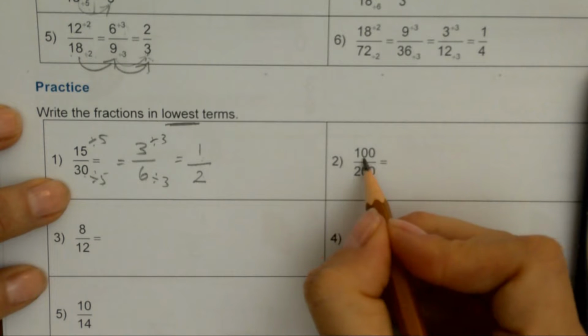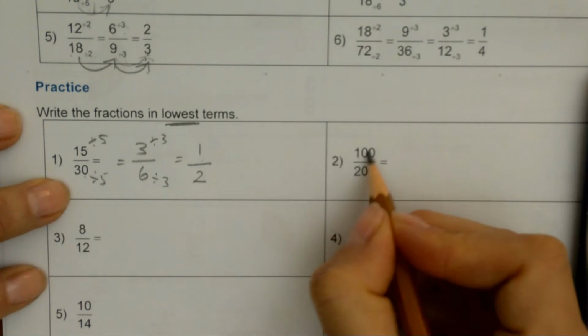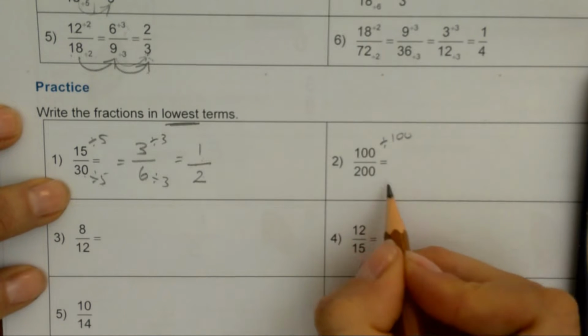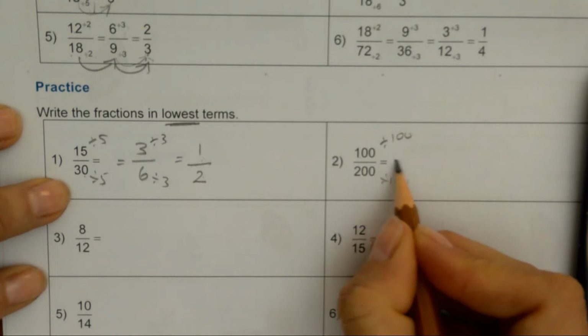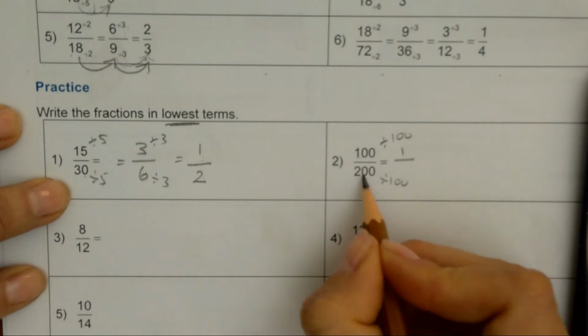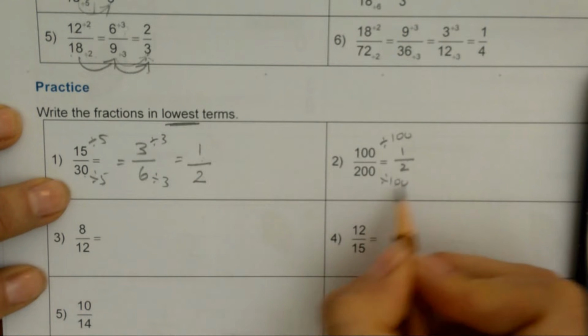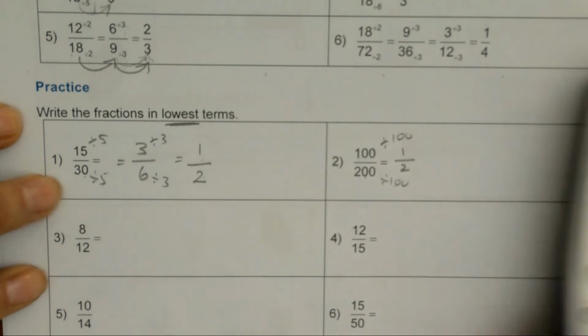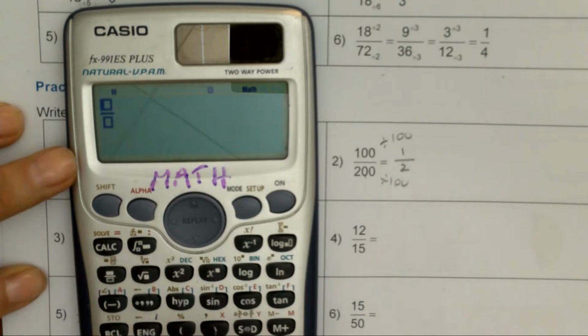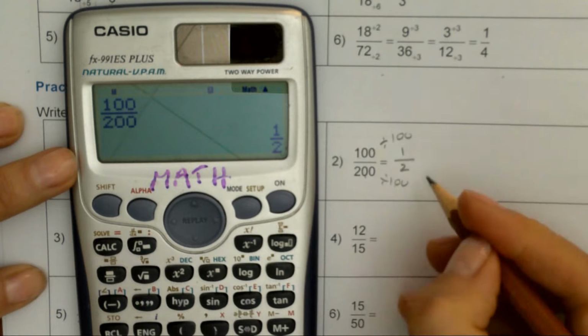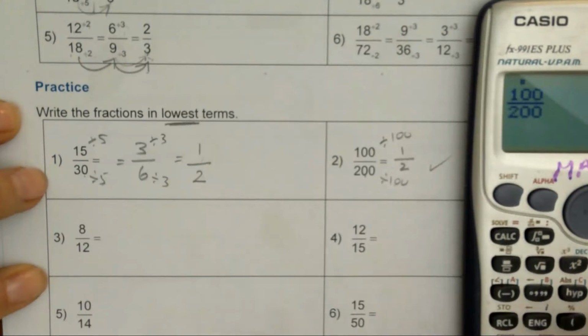I can divide both actually by 100. I can see that. And 100 divided by 100 is 1, and 200 divided by 100 is 2. So it's a half. That's the same as a half. Let's put it in our calculator. 100 over 200. Yep, it's a half. Let's go to the next one.